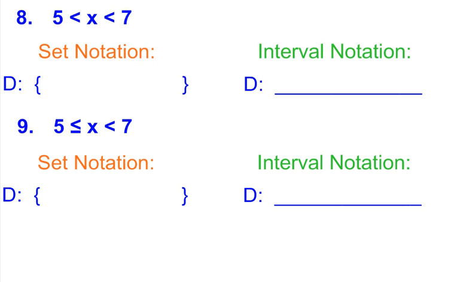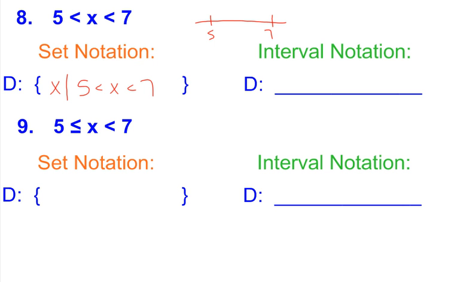Number 8 now, you'll see that x is between 5 and 7. And in 9, x is between 5 and 7, but it includes 5. So for 8, my set notation, I'm going to say the same thing. Values of x such that 5 is less than x is less than 7. I'm basically copying the original problem. For interval, think about this on a number line. Here's 5, here's 7.